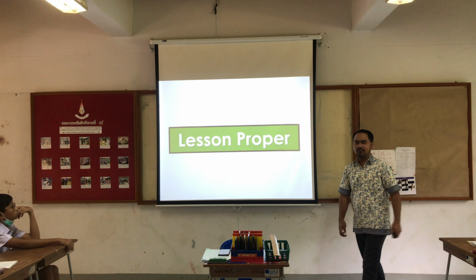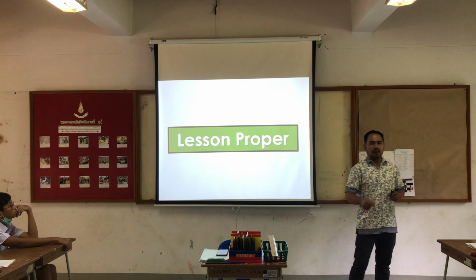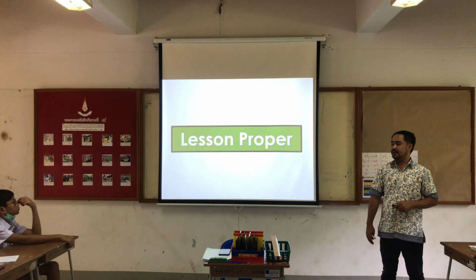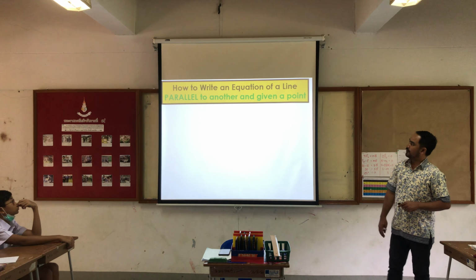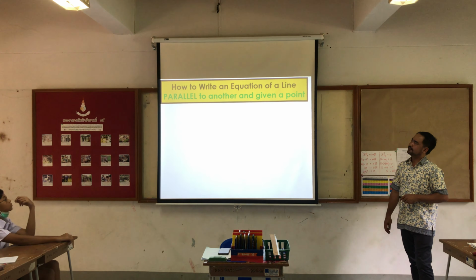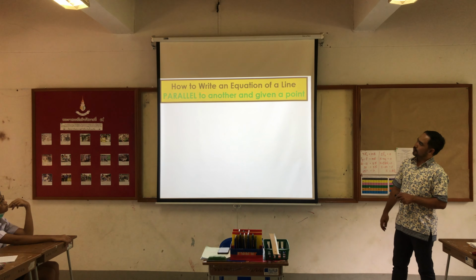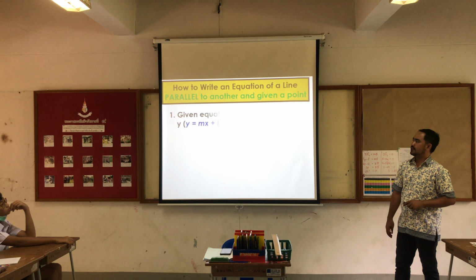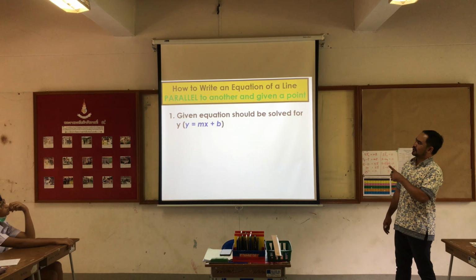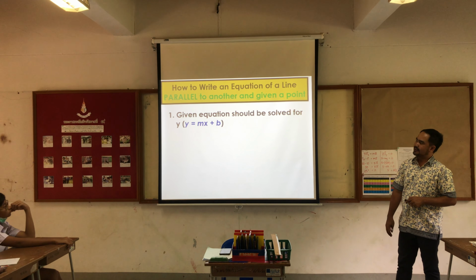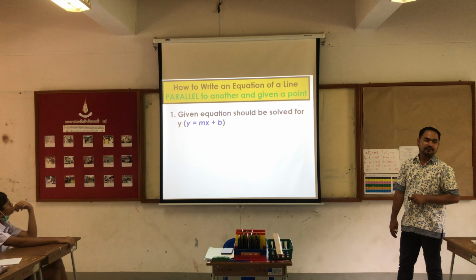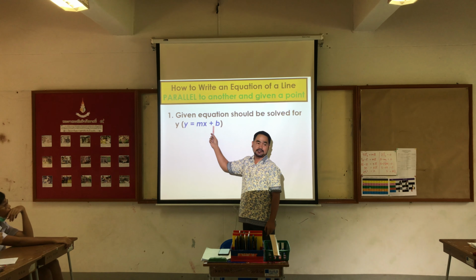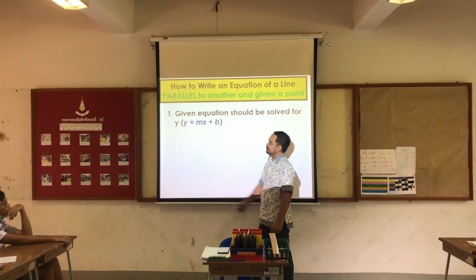Okay. Now let's move on with our lesson proper. We will learn how to make another equation out of the first equation. First, we will study parallel lines. We need to find another equation of this. We have steps. Step number 1: the given equation should be solved for y, this is our slope-intercept formula. Y is equal to mx plus b. I know you already know this one.